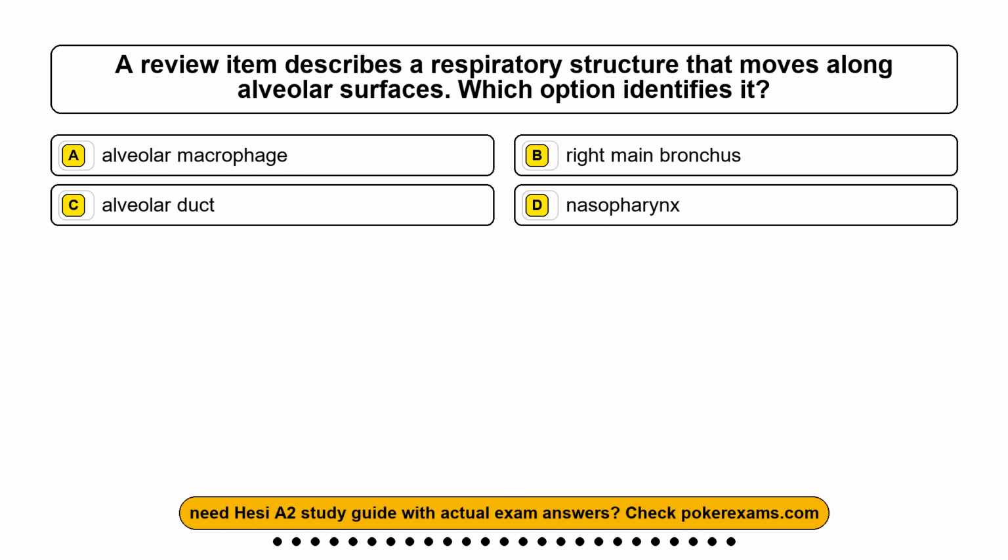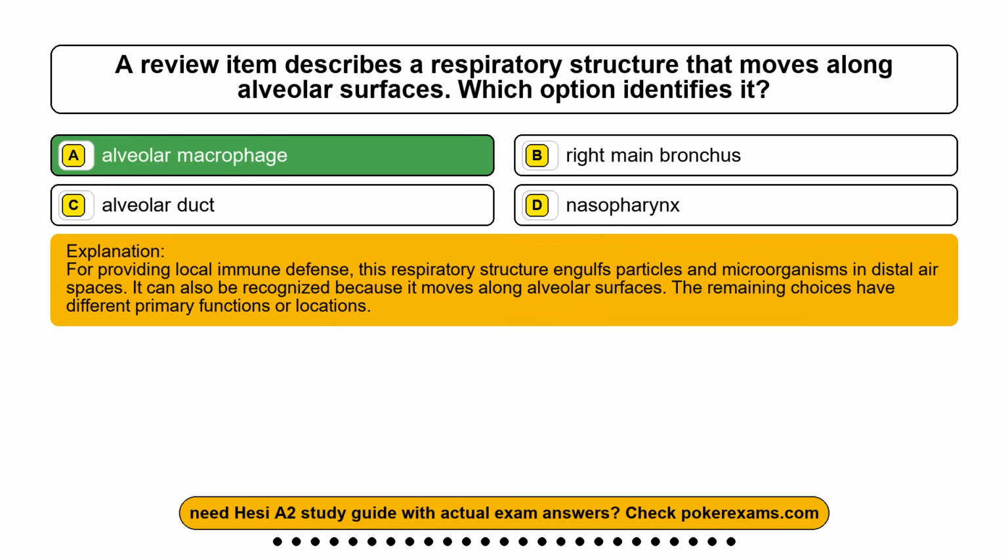Question 2. A review item describes a respiratory structure that moves along alveolar surfaces. Which option identifies it? Option A, alveolar macrophage. Option B, right main bronchus. Option C, alveolar duct. Option D, nasopharynx. The correct answer is option A, alveolar macrophage.